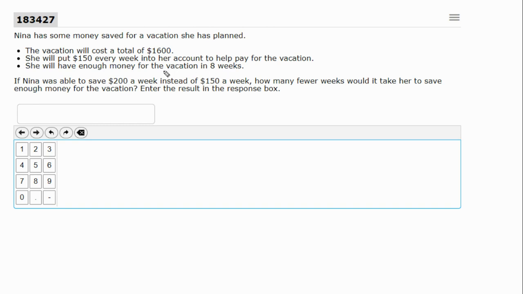So I do have a calculator here. You're always welcome to use a calculator. This is what a calculator might look like in this specific standardized test. You're always welcome to use that.